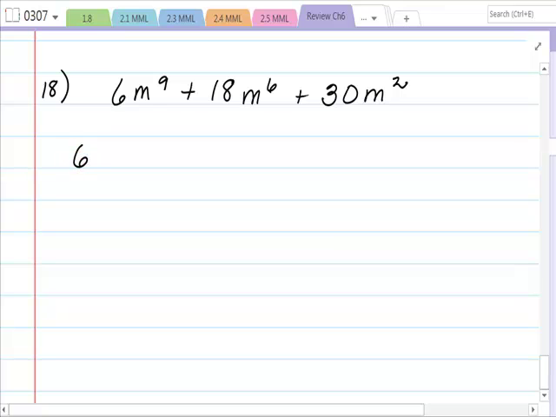That's for the numbers, how about variables? They all have an m. What power of m can I take out? Squared. I can take no more than the lowest power, and definitely don't want to take less than that. So I want to divide 6m squared into each one of these.